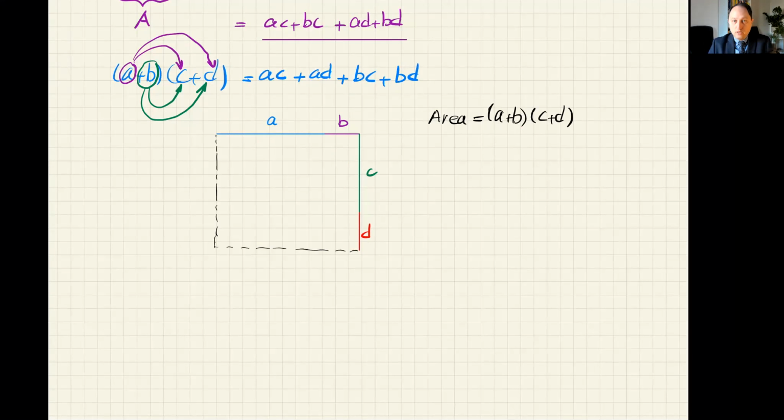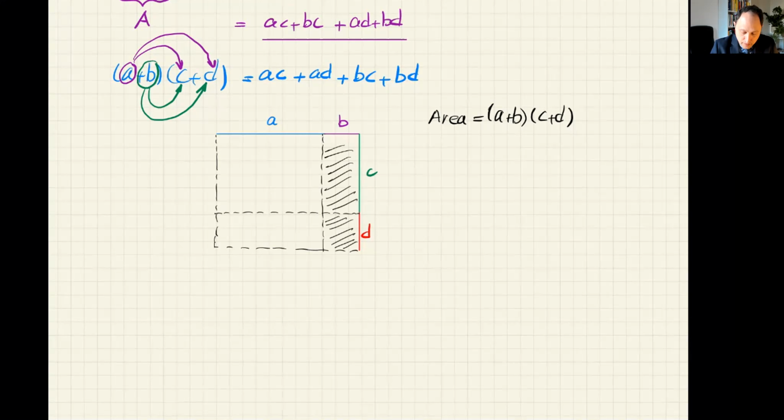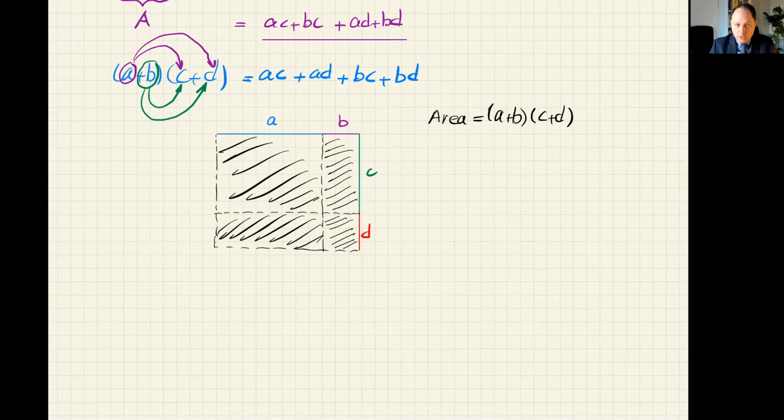But you can calculate the area in a different way. For example, I can draw a line parallel to these lengths here, and I can draw a line parallel to these lengths here. And then you see that I will have 4 rectangles. It's clear that if I add the areas of these 4 rectangles, I will again get the area back. So these two numbers should match.